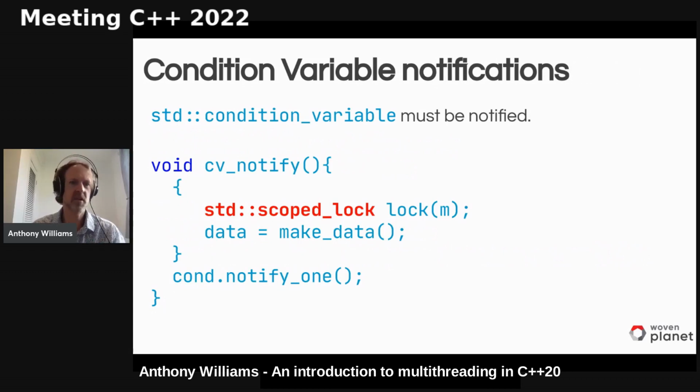It must be notified. So we have notify_one and notify_all, which notify just one thread or all that are waiting, and we do it after we've set the data. And again, we have a little scope around our lock in order to ensure that everything is set up properly.